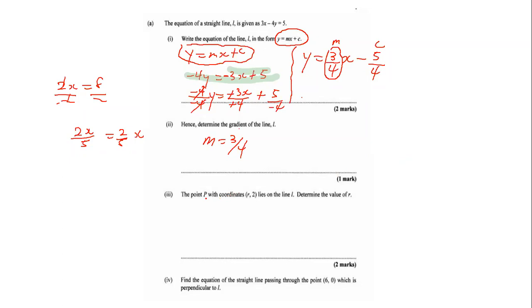Now, the point P with the coordinates R and 2 lies on the line L, right? Determine the value of R.